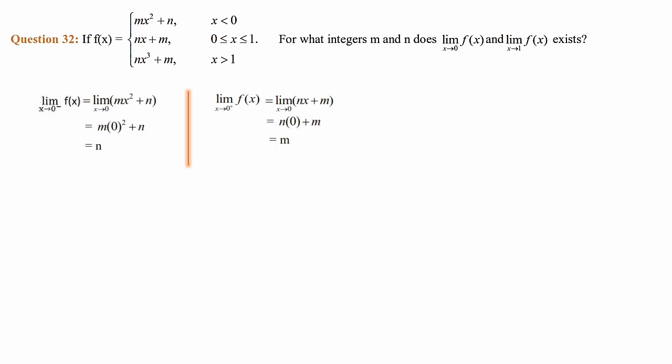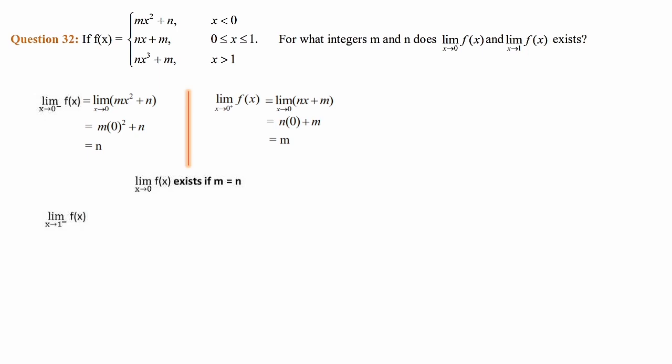Then if limit x tends to 0 of f of x exists, this left hand limit and right hand limit should coincide, meaning they should be equal. m and n should be equal. So limit x tends to 0 of f of x exists if m is equal to n. This is the answer to the first question.